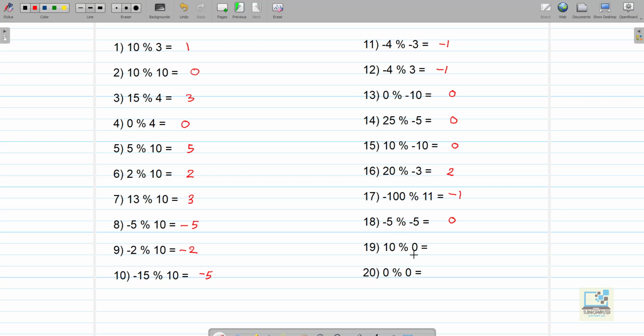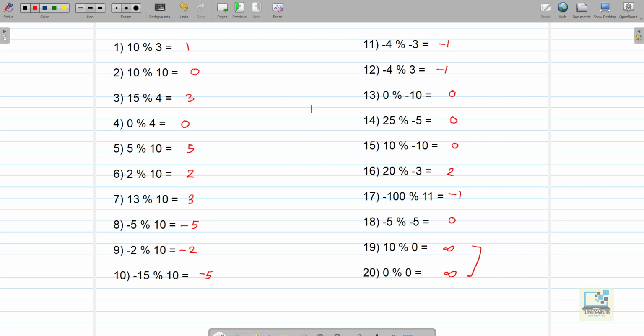Next, 10 mod 0. Now this is going to create a runtime error. Similarly, 0 mod 0 will also create a runtime error. The last two examples will create a runtime error. Just like I said in the previous page that anything divided by 0 is a runtime error, in the same way anything mod 0 is also a runtime error.